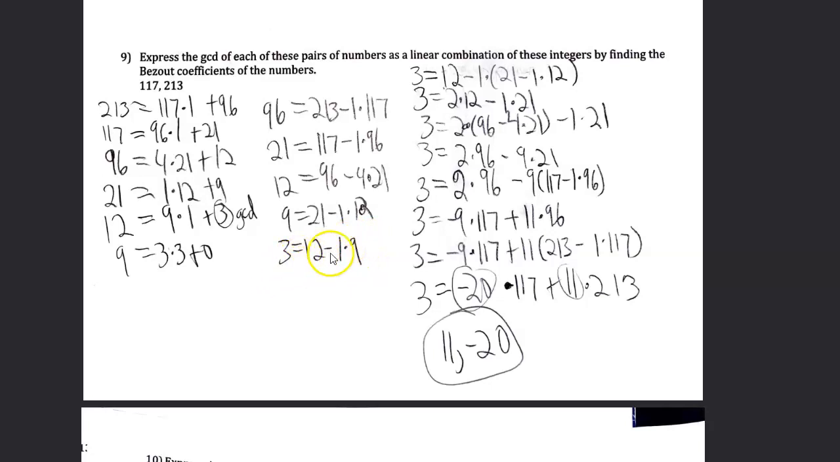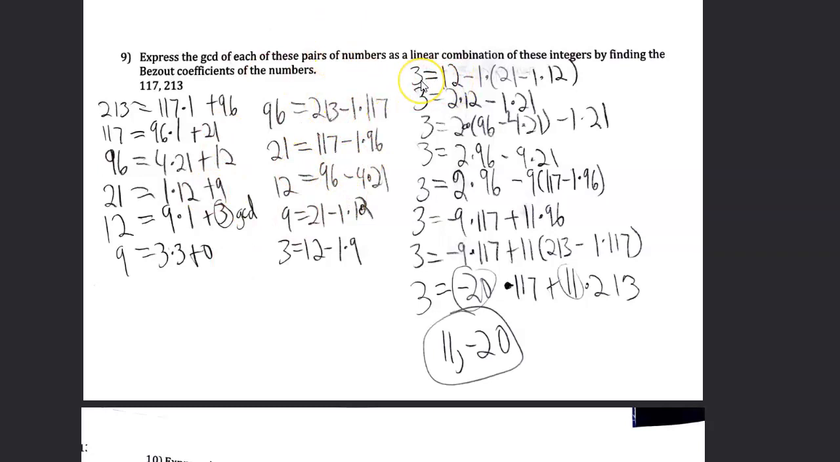So it's going to start with 3 equals 12 minus 1 times 9. Bring that up and say 9 equals 21 minus 1 times 12. Take this number up, and 12 equals 96 minus 4 times 21. 21 equals 117 minus 96. And 96 equals 213 minus 1 times 117. This is a really helpful form because now I have what my remainders are equal to in different linear combinations. This is going to help me go down the list when I need to find the Bezout coefficients, which are essentially just a linear combination of all of these combined.